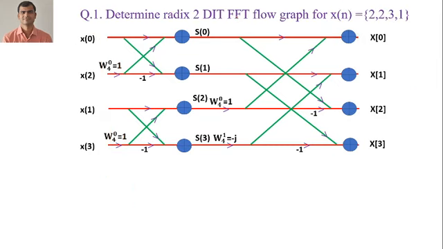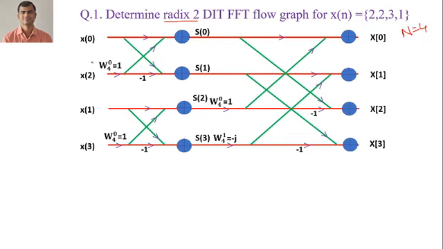I will see a question. So determine radix 2. I have told you what is meant by radix 2. Radix 2 means the base is 2. Radix 2 DIT FFT flow graph for x of n equals 2, 2, 3, 1. So by seeing the samples we will be able to know that it is a 4 point DIT FFT algorithm. So I have drawn this 4 point DIT FFT algorithm. Simply here we need to put the values. So what is the value?